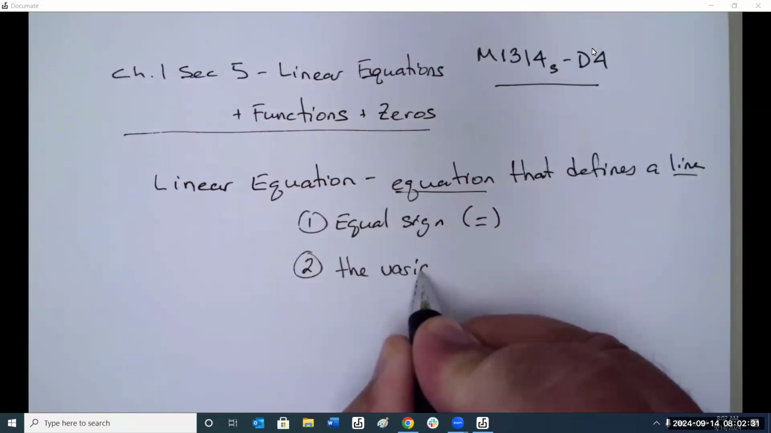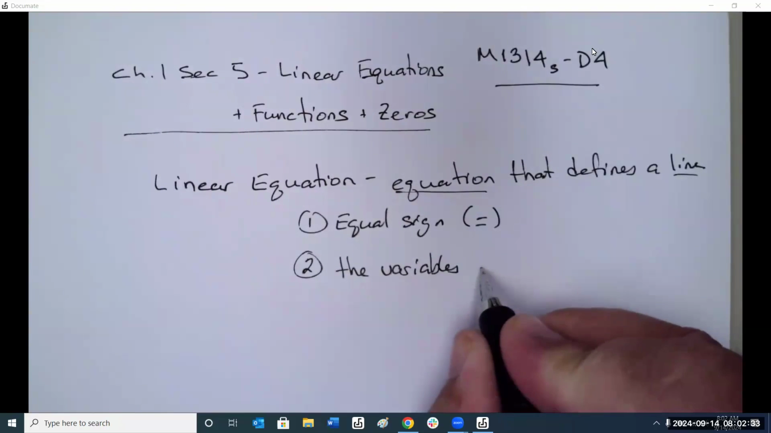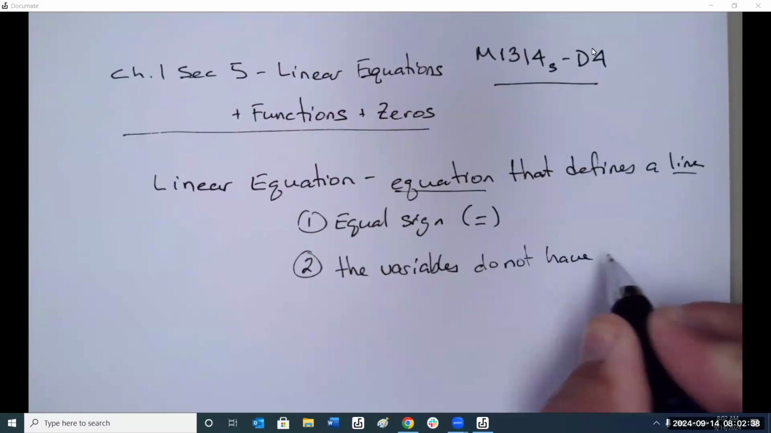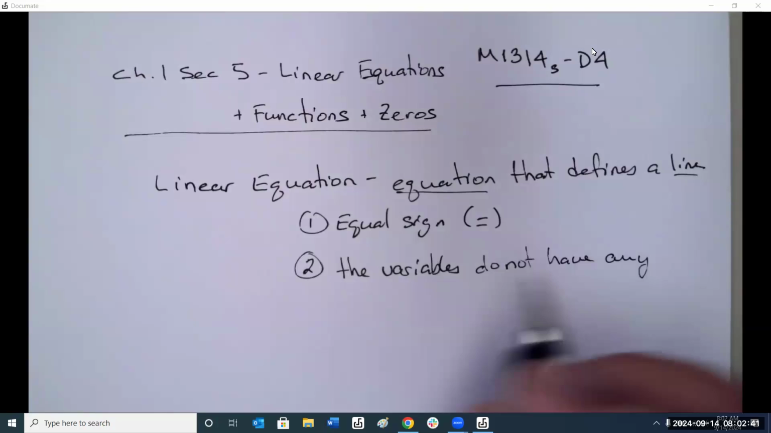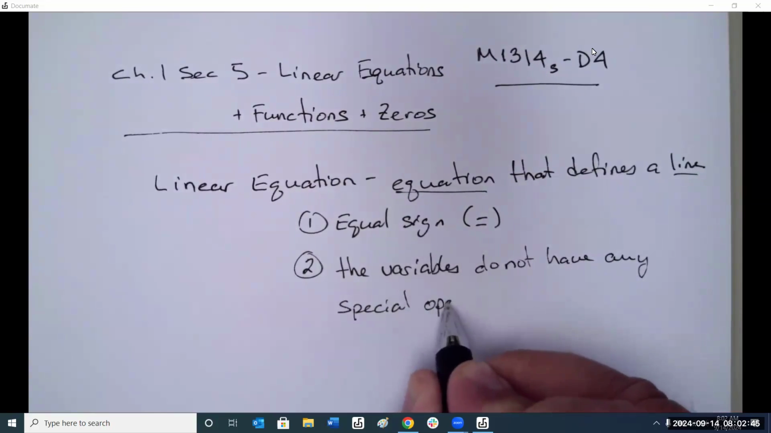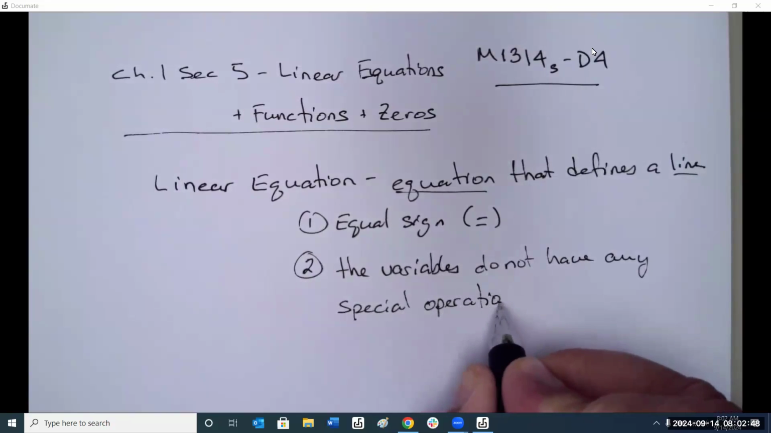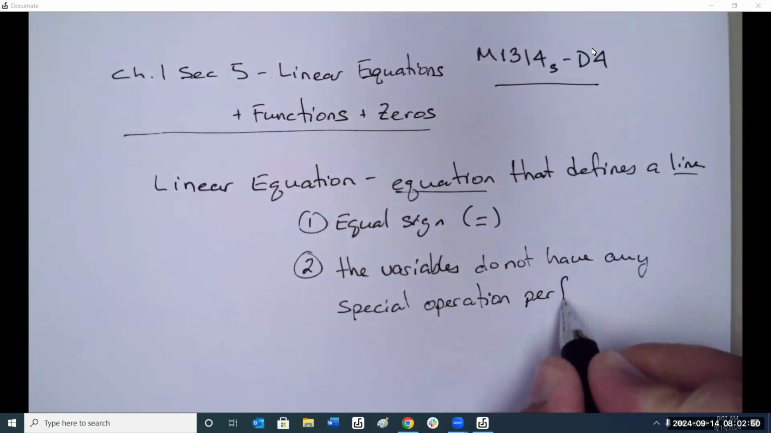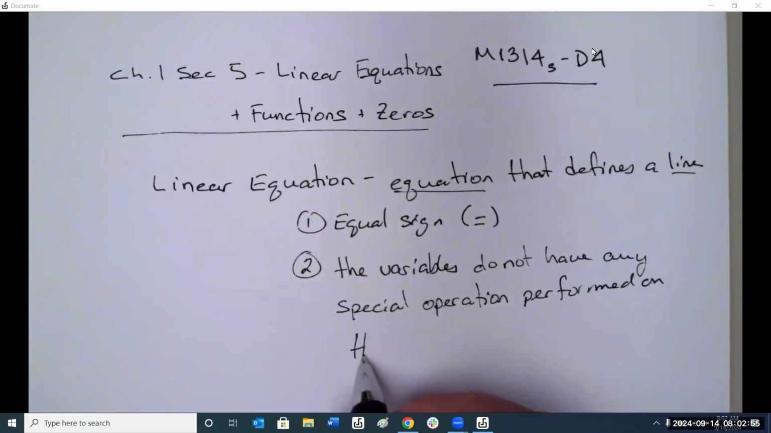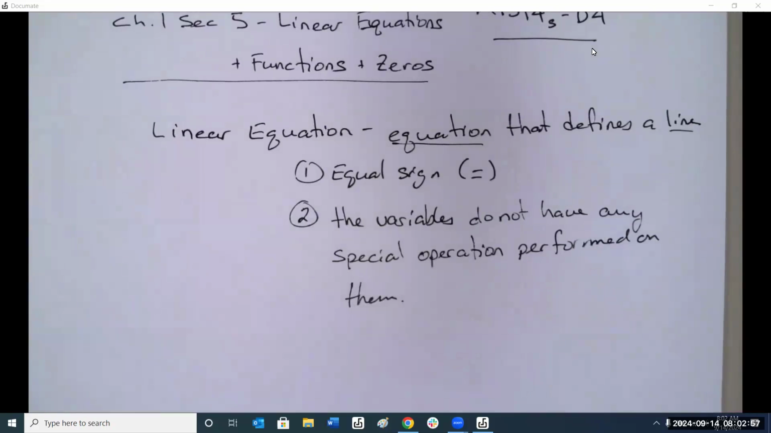The variables do not have any special operations performed on them. Meaning there's no exponent, there's no radical, there's no absolute value, there's none of that stuff. It's just X and Y and some numbers.